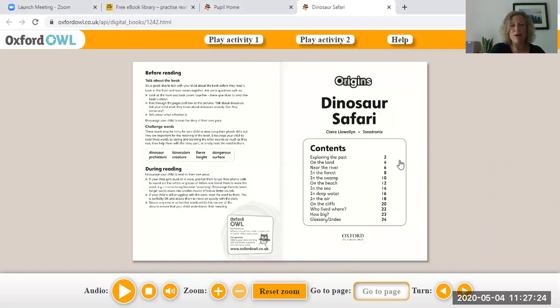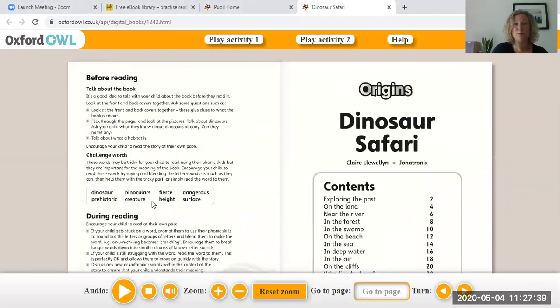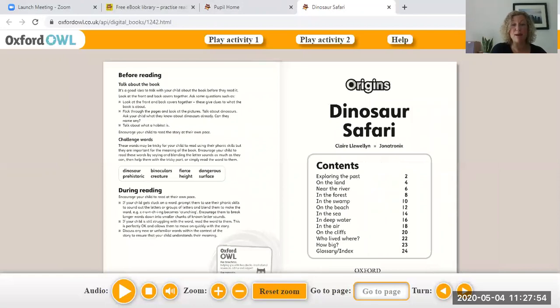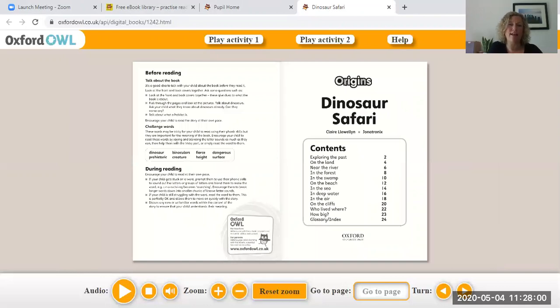As we would expect, on the inside cover is the contents page, and that tells us which pages have which parts of information on. And on the left-hand side, we've got some challenge words, and these are words that we're going to be seeing in this text, so it's really good to be familiar with these before we begin. Dinosaur, prehistoric, binoculars, creature, fierce, height, dangerous, and surface. So those are words we will expect to see in the text, and they may well be in bold, which means they're important and they're ones that we need to look carefully at.